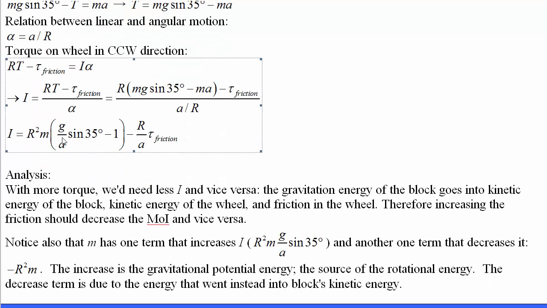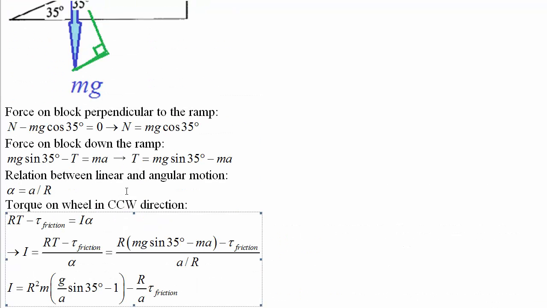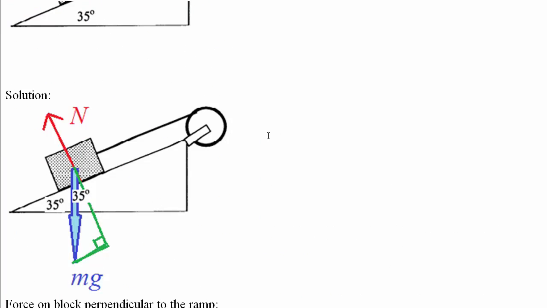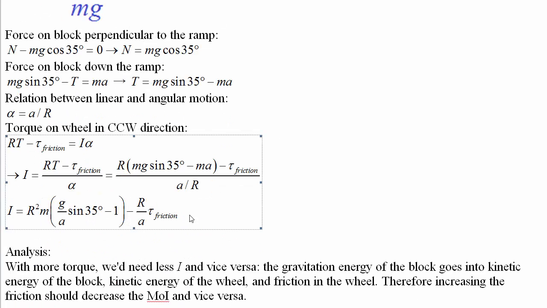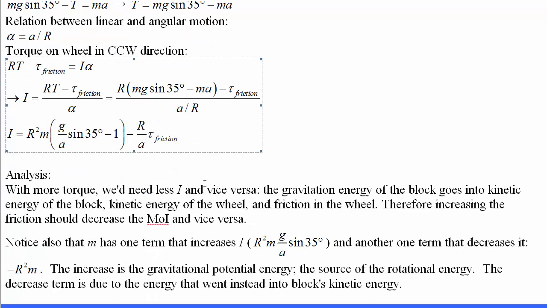Okay, let's analyze this. There's 3 different terms here. There's this sort of r squared m g over a sine 35. That seems to depend on gravity and the angle, as well as the block mass and some radius things. And then we're subtracting off from that r squared m, which looks like it's just kind of a relationship between the wheel and the block mass. And then we're also subtracting off this friction term. So if there's more frictional torque, then we would need less moment of inertia, and vice versa.